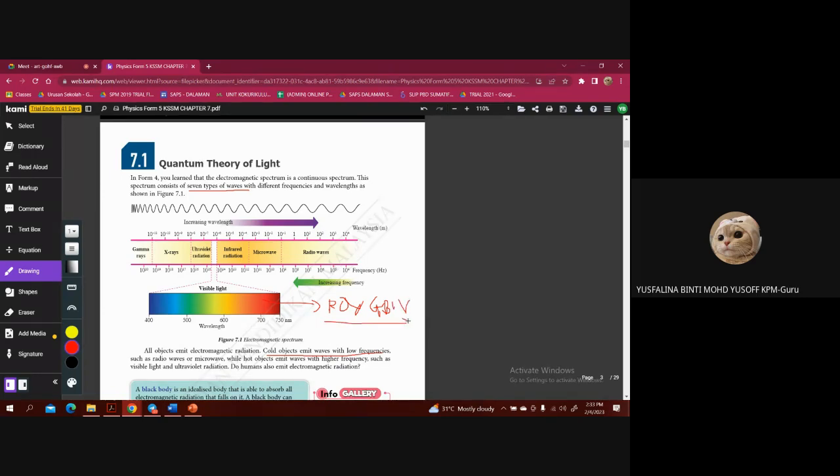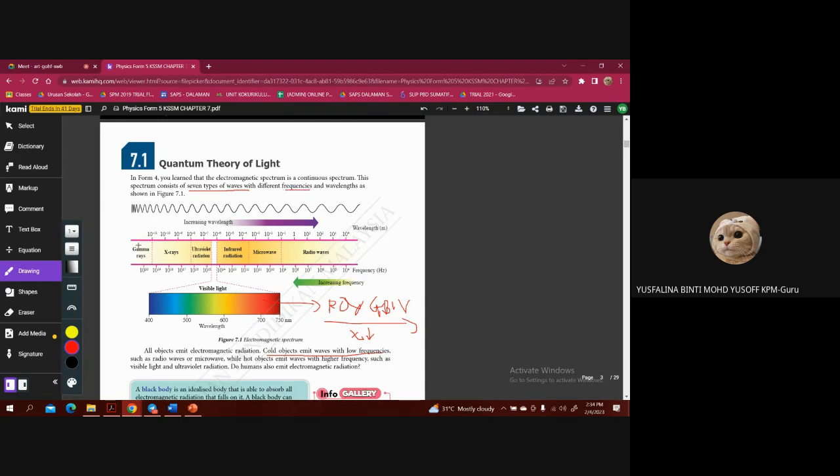If you learned about the interference of light, the wavelength of the color affects the distance x. So lambda will decrease. Then there are infrared radiation, microwave, and radio wave. So it is a continuous spectrum. This spectrum consists of 7 types of wave with different frequency and wavelength.